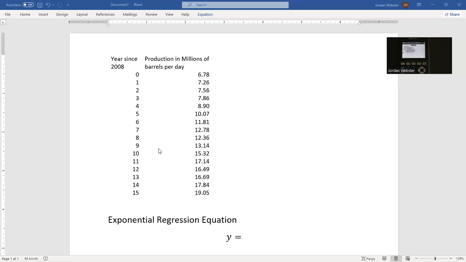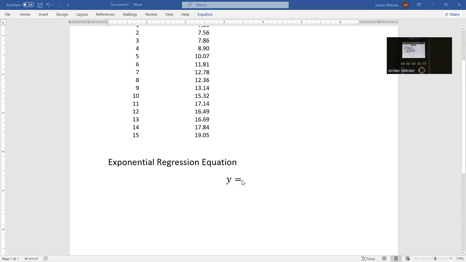So again, here's our data. The exponential regression equation, if I wrote that out, and I'll round things to 2 decimal places, would be 6.88 multiplied times 1.08, if I round it to 2 decimal places, raised to the x power.